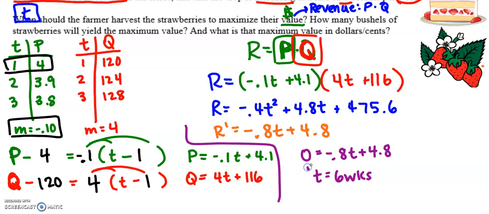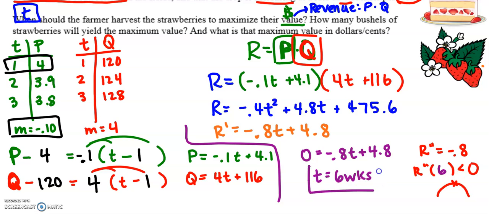T equals 6 weeks. I need to then check to make sure that that actually is the maximum. So I'm going to use the second derivative. R double prime is equal to negative 0.8, which means that R double prime of my critical number, which was 6, comes back less than 0, right? Because it doesn't matter what you sub in there, you're going to get R double prime is negative. So we have a maximum going on.